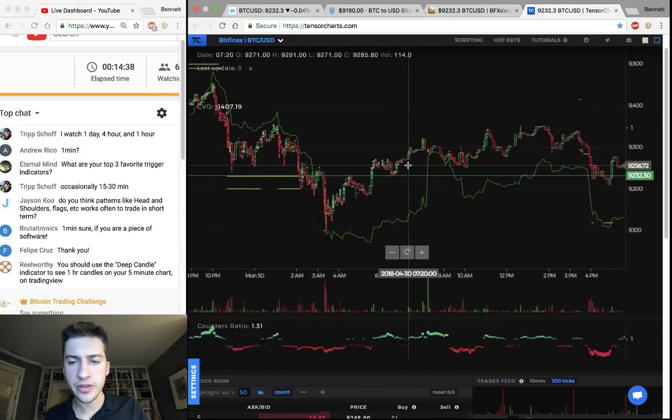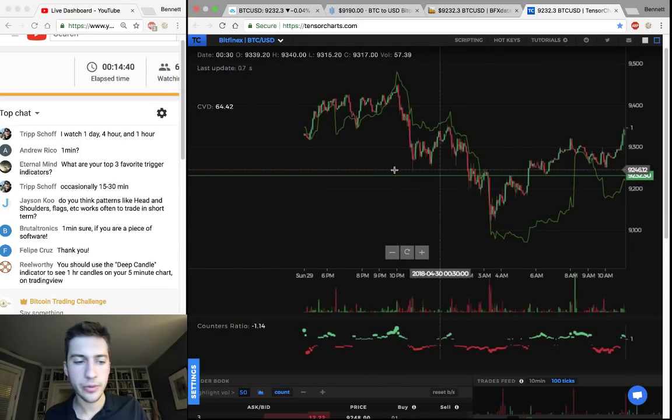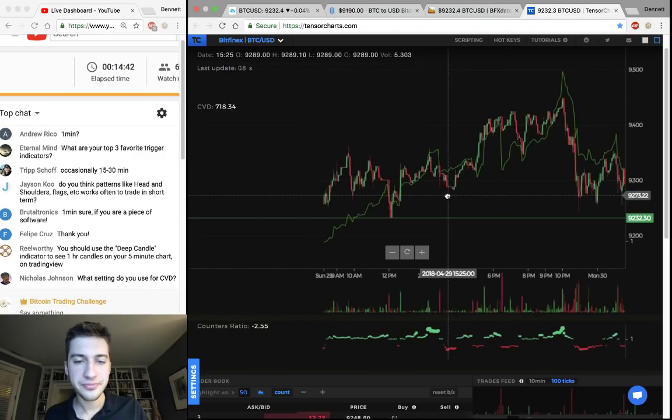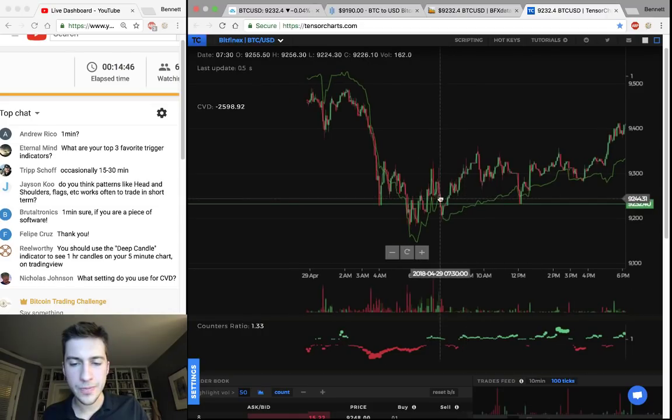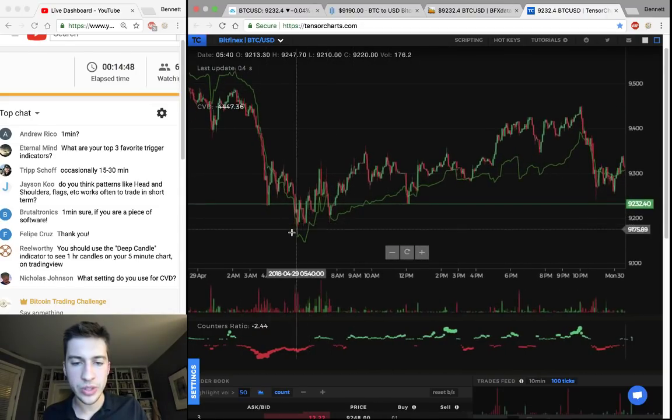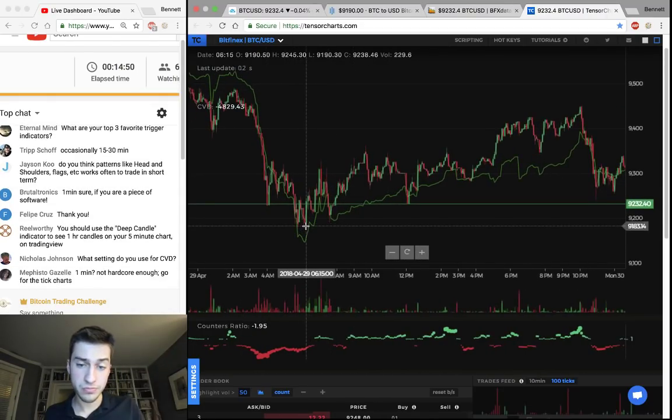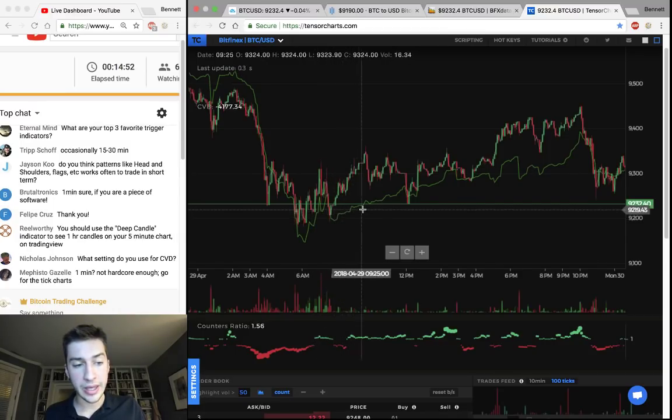If we look here, I think this is a good example. Yeah, no, that's actually a terrible one. CVD, I just used the 0, it's just the default. So here you can see that we just had CVD slowly, just steadily rising. And this is what you want to see for an uptrend.